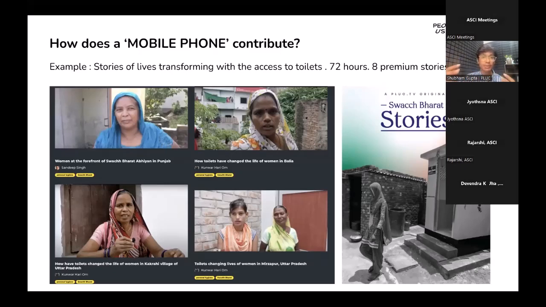When I say 8 premium stories, it was a lot. And we got more than 100 videos from different people. And they uploaded their content on Swachh Bharat stories. It got featured. It also got awards.